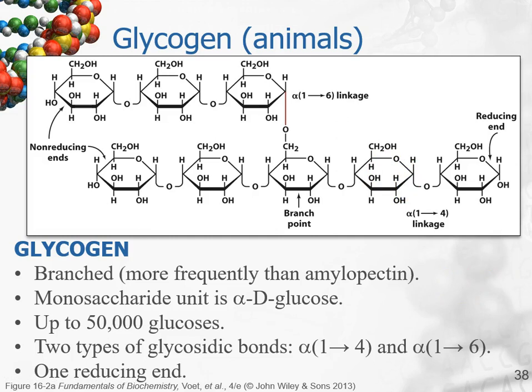So glycogen in animals is stored in two places, in the muscle and in the liver. And there is our reducing end.